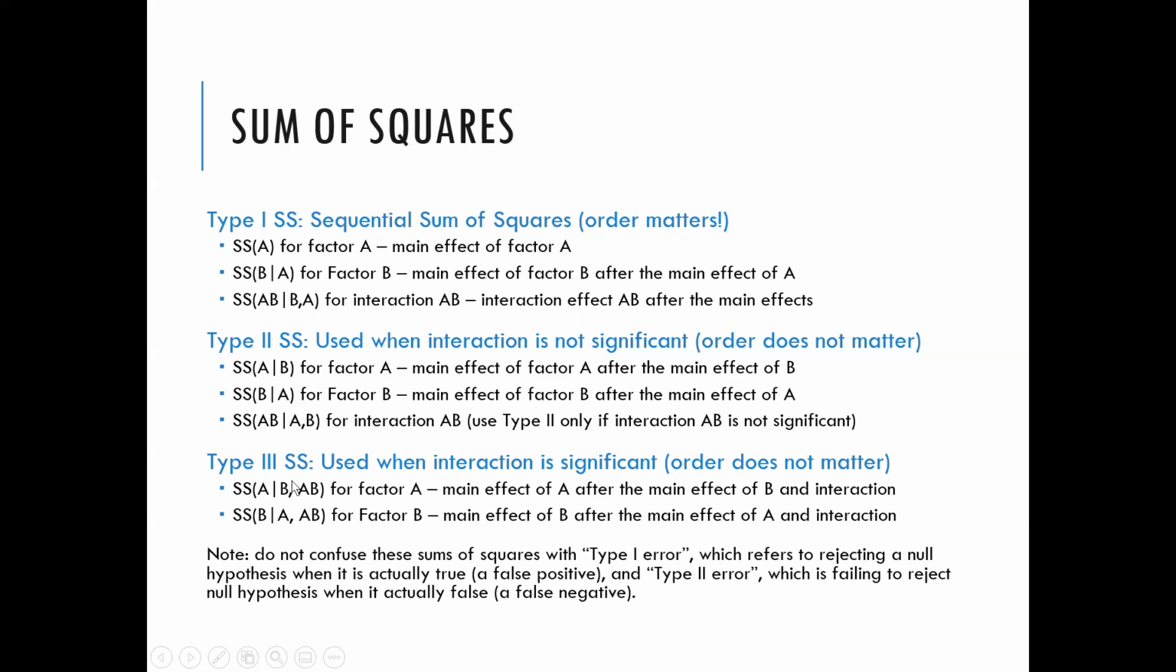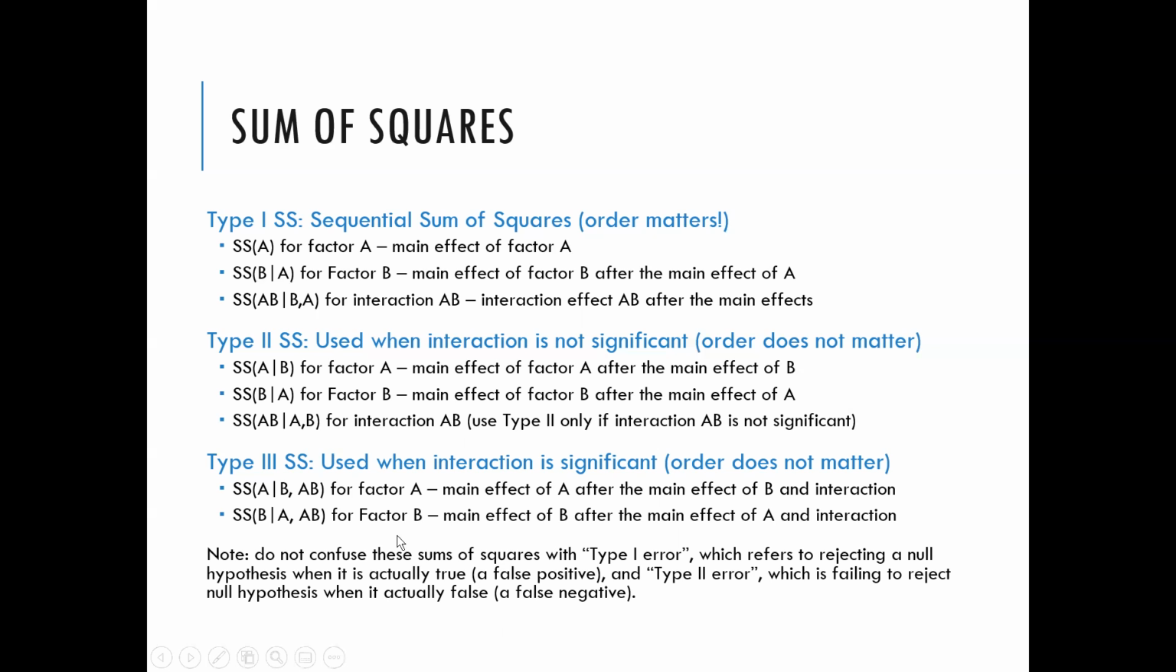Finally, if our interaction term is significant, then we would look at our type 3 sum of squares. So our sum of squares for factor A, and then our sum of squares for factor B. And this is the main effect of A after the main effect of B and the interaction. And then likewise, the main effect of B after the main effect of A and the interaction. So just remember, if there's a statistically significant interaction between the factors, then we have to take into account that interaction when we're determining the main effects of each of those individual factors.